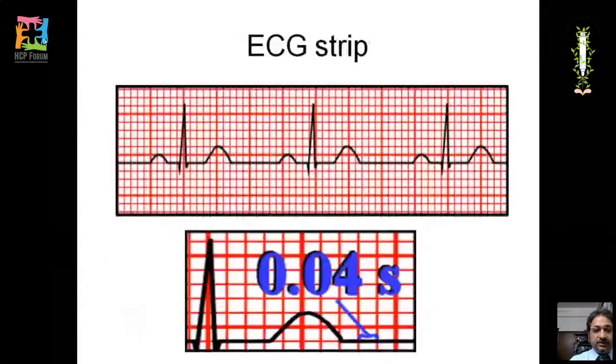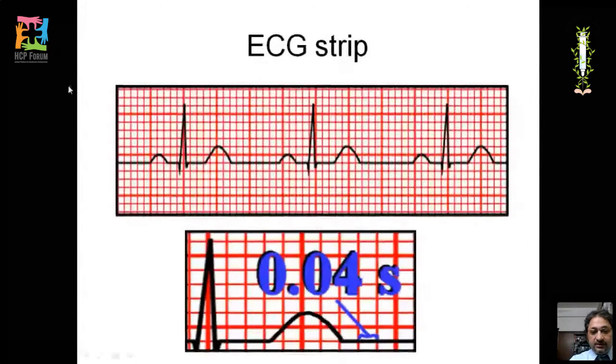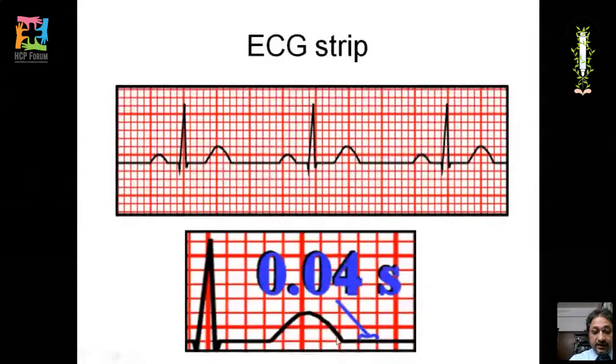So this shows a normal ECG with P, QRS, and T waves. Here we can see the small square, and you have to know that the length of the small square is 1 millimeter and the duration is 0.04 second. And the large square, the width of which comprises 5 small squares, the duration will be 0.04 into 5, that is 0.2 seconds.